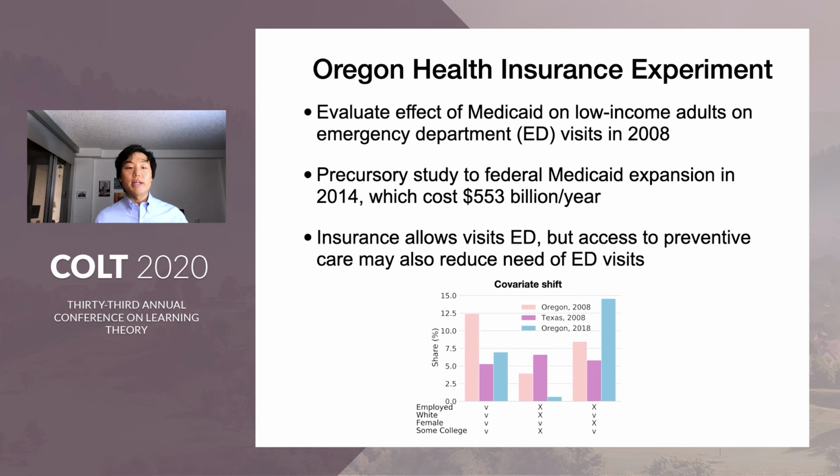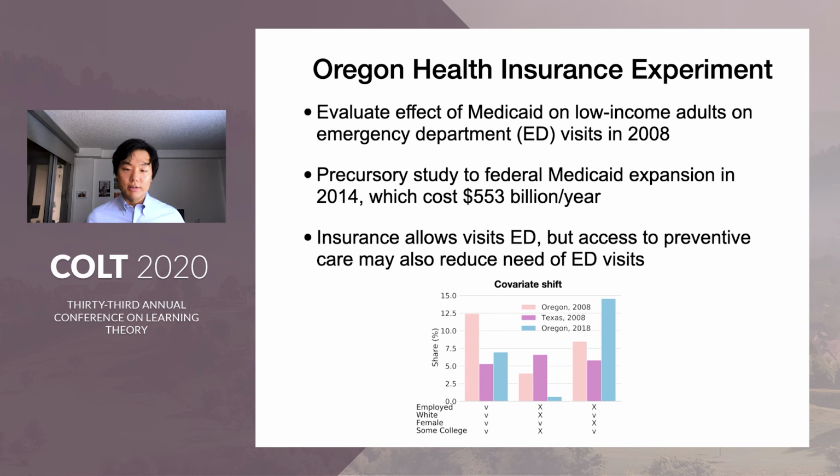Okay, so to illustrate our method on a data set, let's go back to the Oregon health insurance experiment in 2008. Here, the goal is to evaluate the effect of having access to Medicaid and see whether it allows more emergency department visits for low-income adults. The 2008 experiment was a precursory study to a federal Medicaid expansion in 2014. And this is a really important policy decision, one that costs $553 billion every year. So here we're going to take the viewpoint of a policymaker between 2008 and 2014 who's contemplating the details of the Medicaid expansion that's going to happen at a national scale.